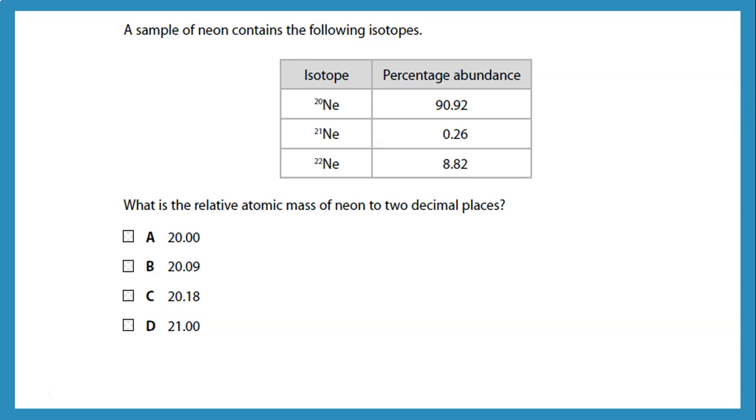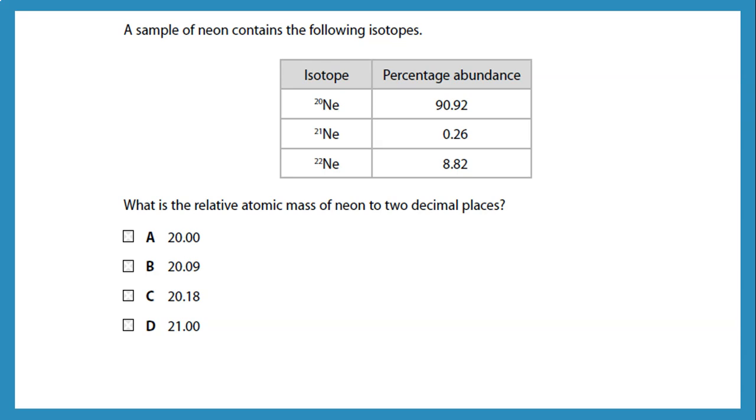One of them has a mass number of 20, and 90.92% of the atoms have this mass. Only 0.26% of neon atoms will have a mass of 21. Only 8.82% of neon atoms will have a mass of 22. So this is what we have from the table, and he's saying what is the relative atomic mass of neon.